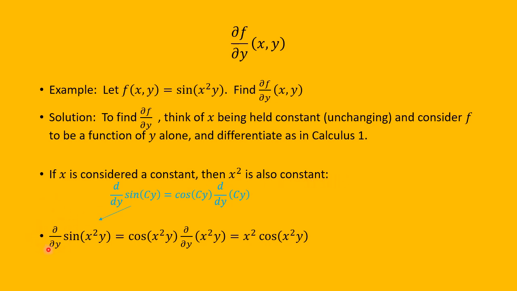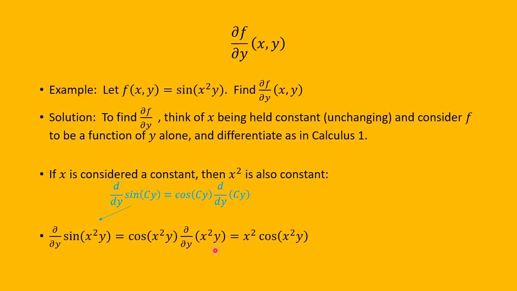So when we take the partial derivative with respect to y of sine of x squared y, we're going to treat the x squared like a constant. And so we're just differentiating here sine of a constant times y, sine of c y. Well, in Calc 1, you found by the chain rule that's cosine of c y times the derivative with respect to y of c y. So down here in our two-variable case, this partial derivative is going to be the cosine of x squared y, this is c times y basically, times the partial derivative with respect to y of x squared y.